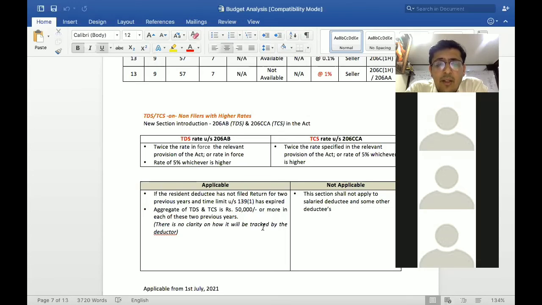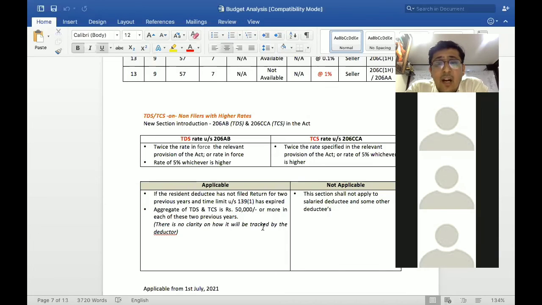Also, one more important condition is that the total quantum of the amount should be above 50,000. So in each year, if it is below 50,000, then this provision does not get triggered. If it is above 50,000, then this provision gets triggered. So the point to be noted is that he should not be a small payer. He should be at least having a liability above 50,000 rupees.